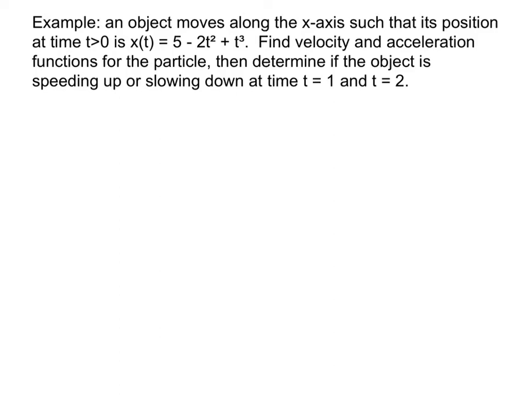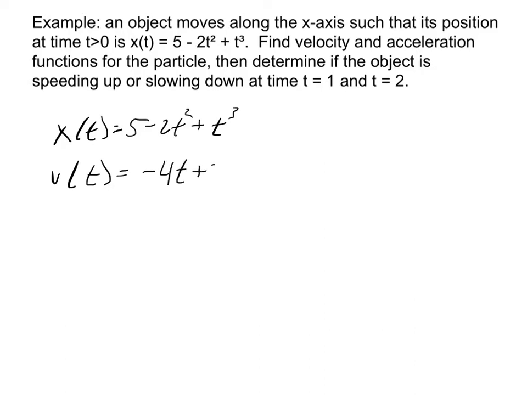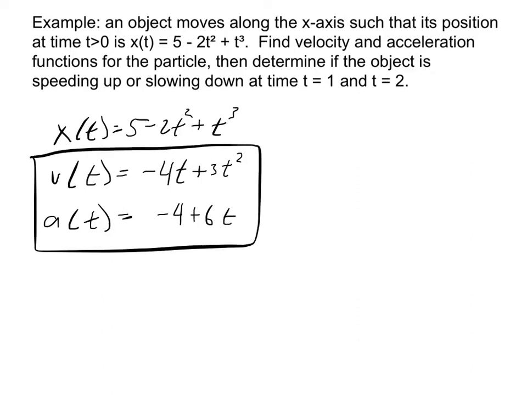So I really expect that nobody should have any problem taking the derivative of this thing. If my position function is 5 minus 2t squared plus t cubed, my velocity function will just be the derivative of that, negative 4t plus 3t squared. And my acceleration function will just be the derivative of that, so negative 4 plus 6t. So this is, in some sense, the answer to the first part of the question, to find the velocity and acceleration functions. The second part of the problem is finding out if the object is speeding up or slowing down.